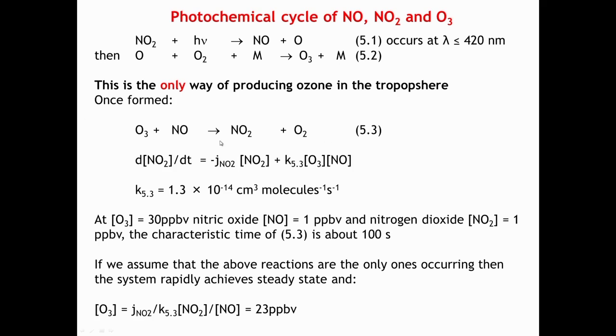So if this has got an E-folding time of about 100 seconds, and if these are the only reactions happening, then the ozone is about 23 parts per billion of these sorts of concentrations. So this might be the background tropospheric concentration. It's not an urban concentration, and you don't have the same ratio of NO to NO2 in the urban environment either. But you'd have about 23 parts per billion of ozone at a part per billion of this.